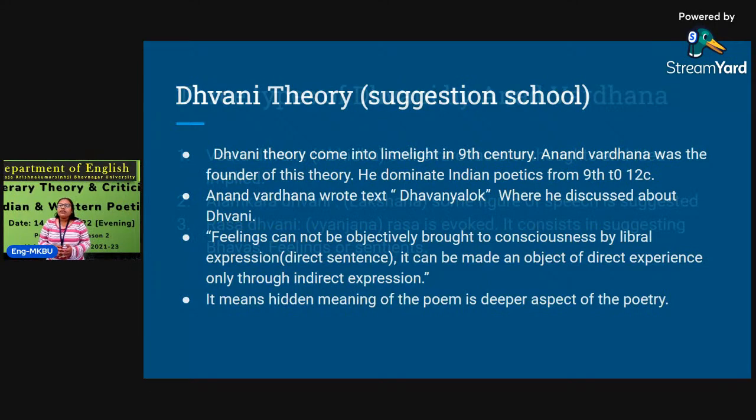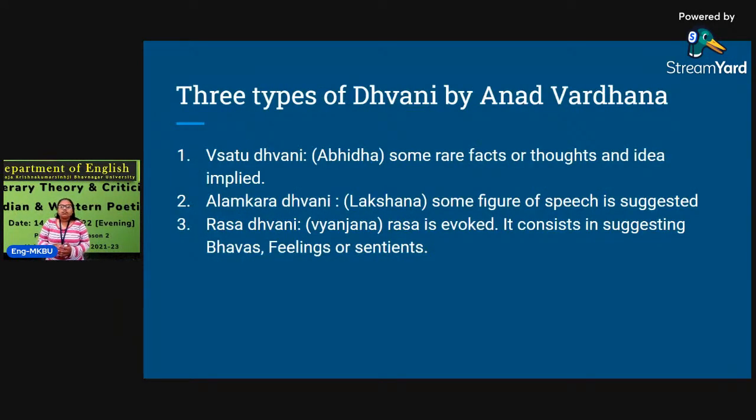The types of dhvani by Anandavardhana. Vastu dhvani is also called Abhidha dhvani. Some rare facts, thoughts, or ideas are implied. It means the thoughts of a poet or writer are implied by this vastu dhvani. Alankara dhvani: if the poet uses some figure of speech to tell his thoughts to us, it is included in alankara dhvani.